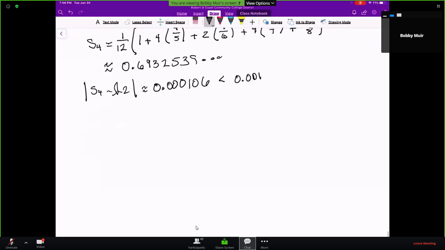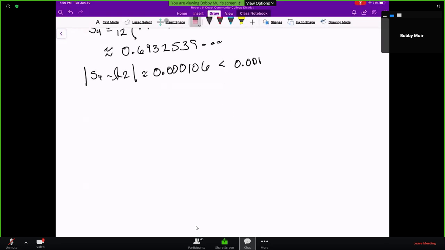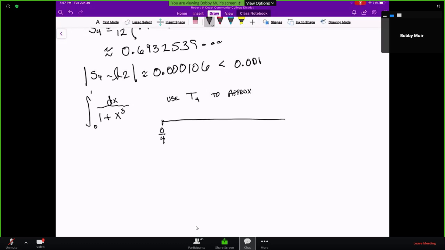Okay, so here's what I mean. If I was going to put it on the test, I would say, all right, here's a guy that we don't have an antiderivative of: the integral of 1 over x cubed. I might say, use T4 to approximate it, and we're going to go from 0 to 1. Your partition points would be this. 1, 2, 3, 4 subintervals.